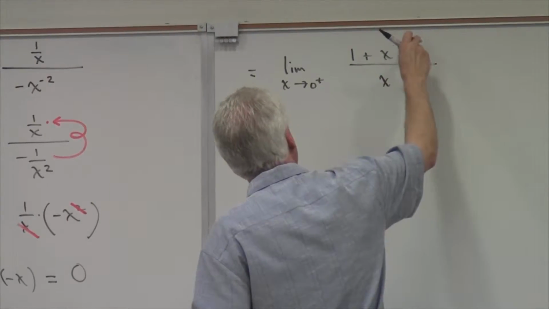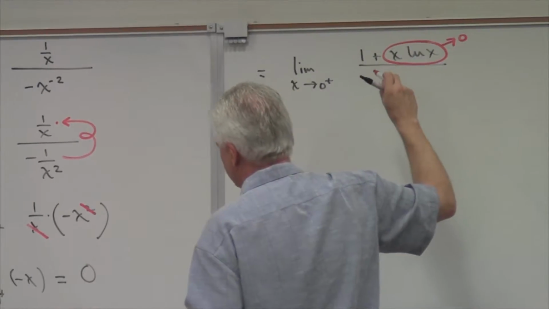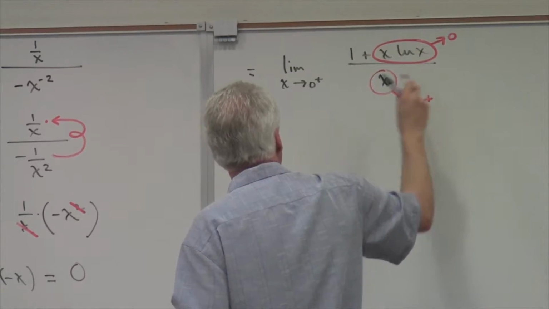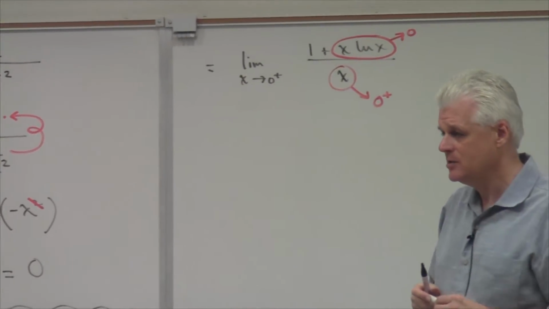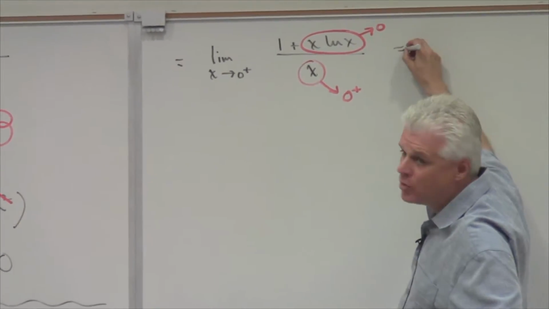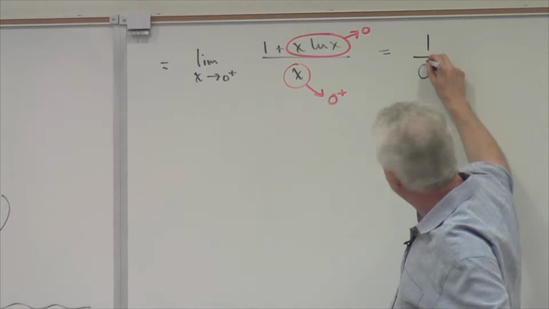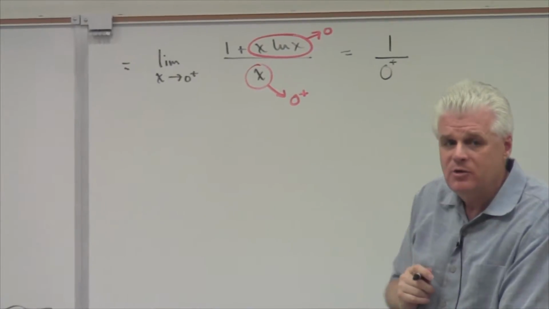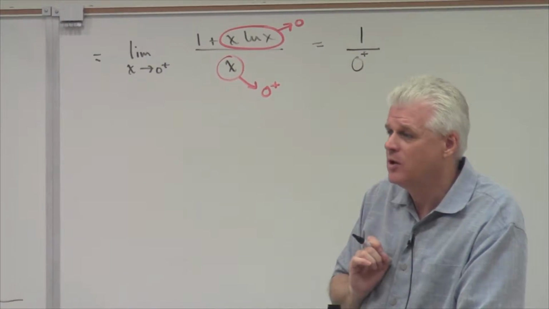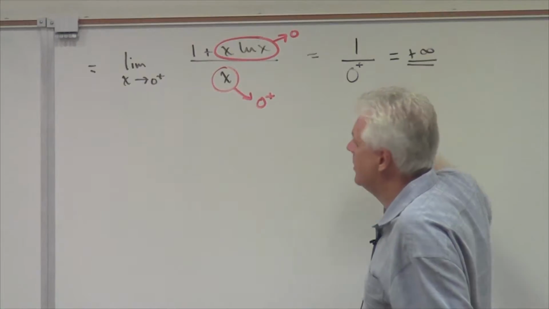And we now know that this piece here is heading towards 0, and this piece is heading towards 0 as well. But that doesn't account for the 1. So what's the numerator heading for overall? 1. Whereas the denominator is heading towards 0 from the right. Now if you divide 1 by something that's getting tinier and tinier, but staying positive, where are you going? Infinity. It's a long way getting there, but we got it in the end.